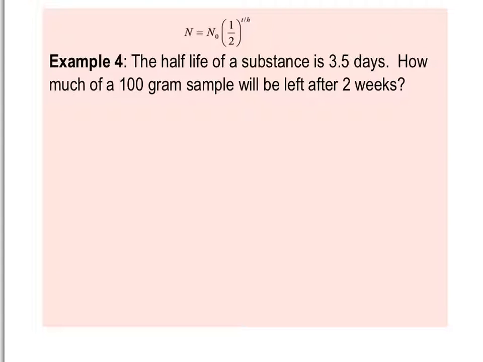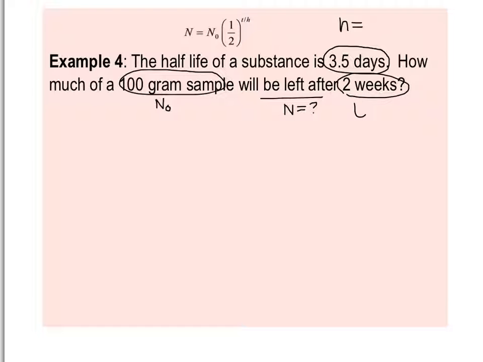Example 4, the half-life of a substance is 3.5 days. How much of a 100-gram sample will be left after 2 weeks? Again, in class, we'll talk a little bit more about what half-life is, but for the purpose of this video, I'm just going to run through this example with you. So first we need to identify our variables. It says the half-life is 3.5 days. That's our H, half-life. It says how much of a 100-gram sample, so we're starting out with 100 grams. That's our initial amount. The question is how much will be left, so that's our ending amount. So we're looking for N after 2 weeks.